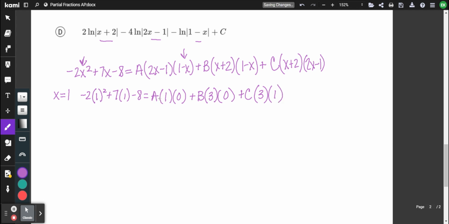So the nice thing about this is it zeroes out both the A and the B. And so I have 3C is equal to, and then I'm going to do this real quick. So negative 2 plus 7 is 5, minus 8 is negative 3. So C is equal to negative 1.